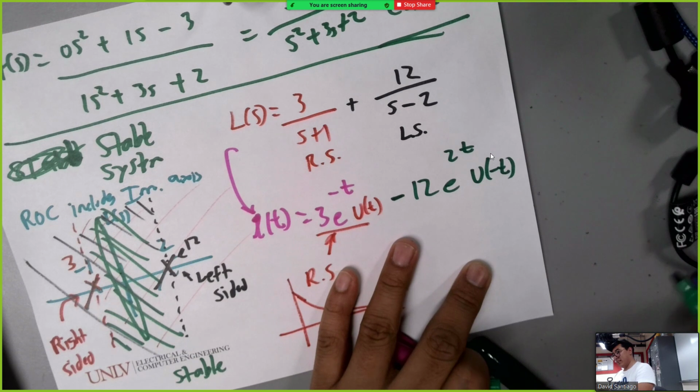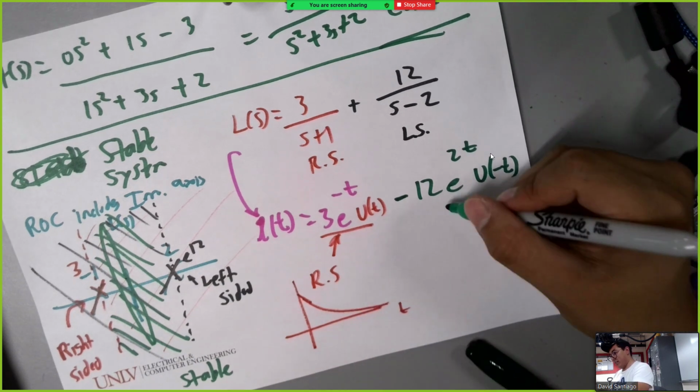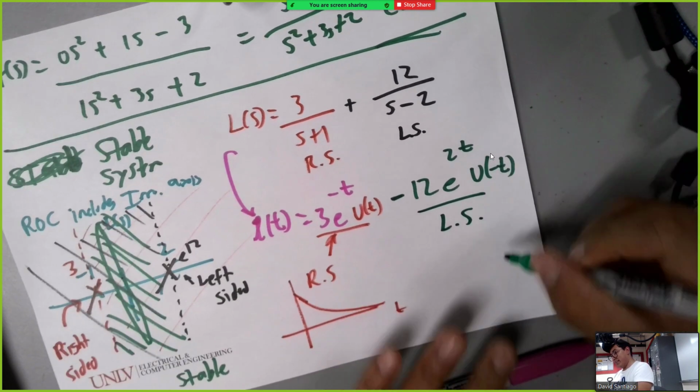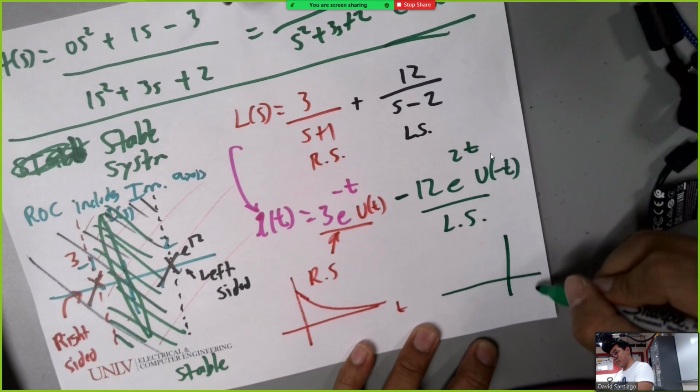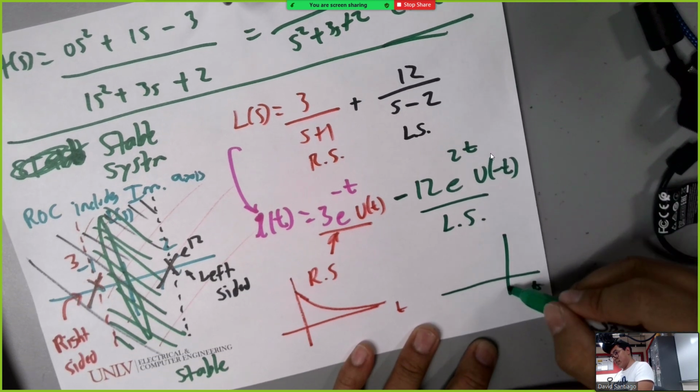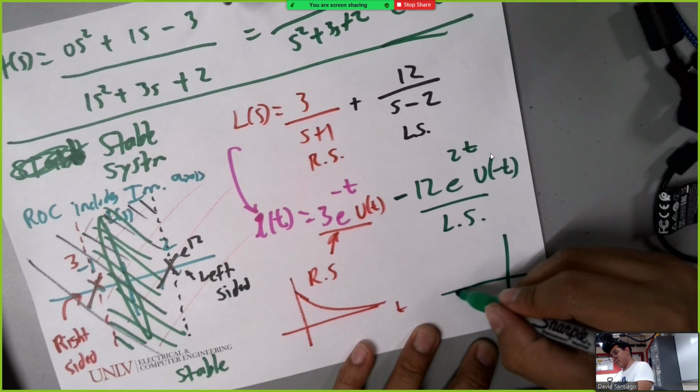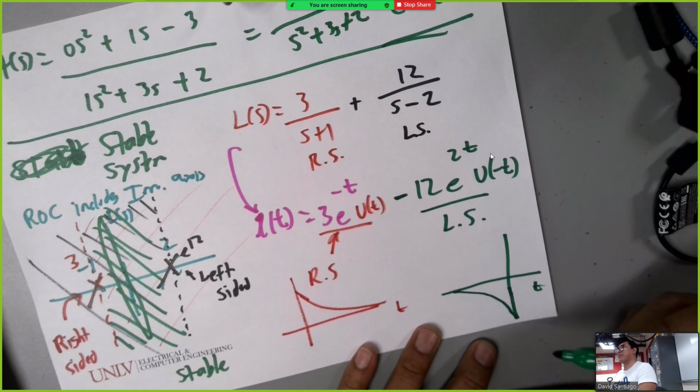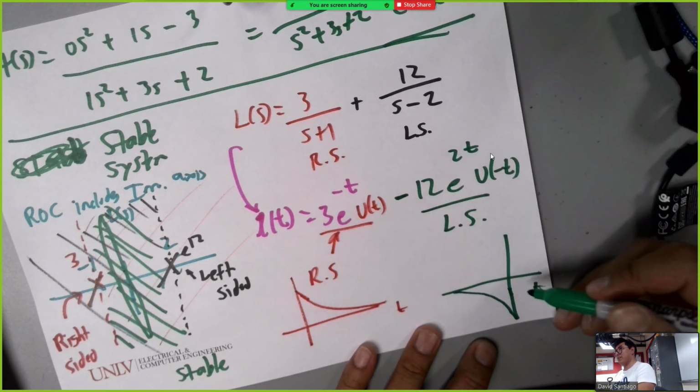Here we go. So this becomes left-sided. This is going to look like, a function of t, minus 12, I think so. It's something like that. I'm just picking random numbers. This is just fake.